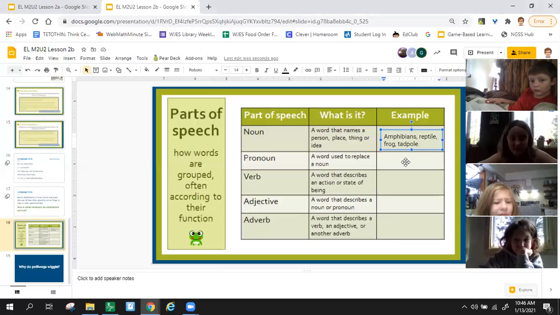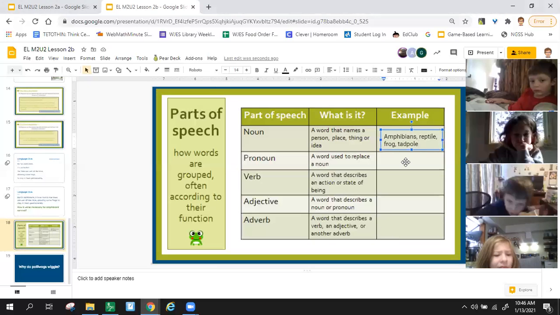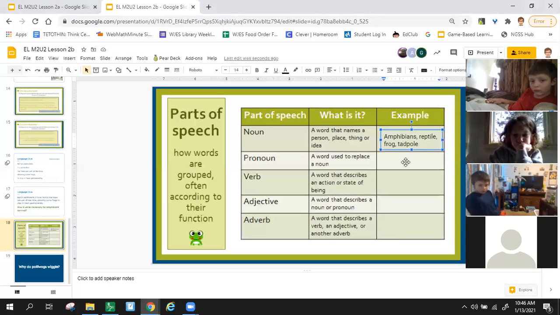I could stick, if I don't have really a lot of room in there, I could even put metamorphosis, because metamorphosis is an idea. It's a change that happens. Even it would go in there.